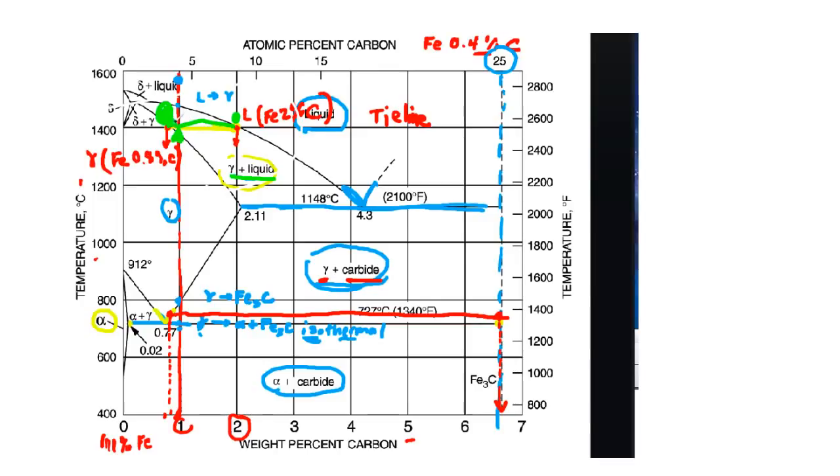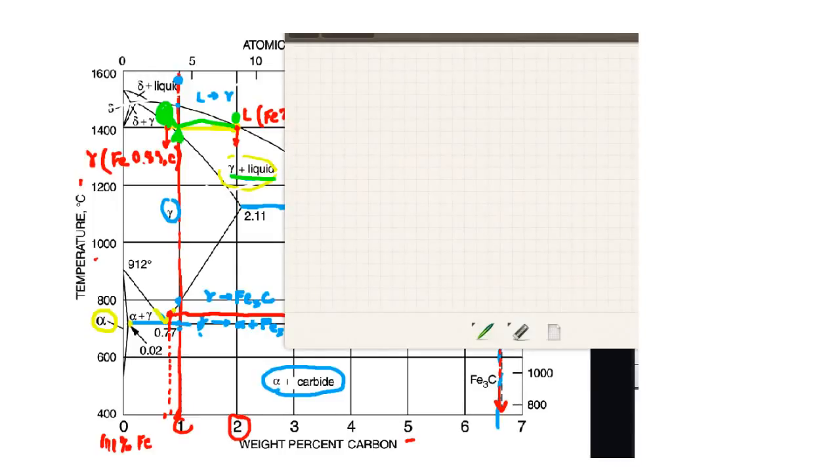And this makes sense because you can see the position of the fulcrum is closer to the gamma than it is to the liquid. So you'll have more gamma.